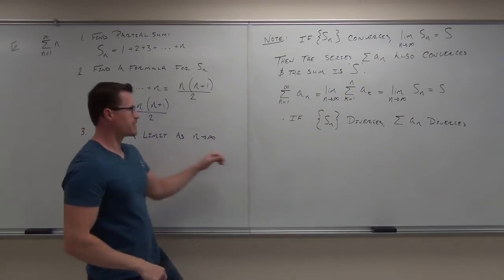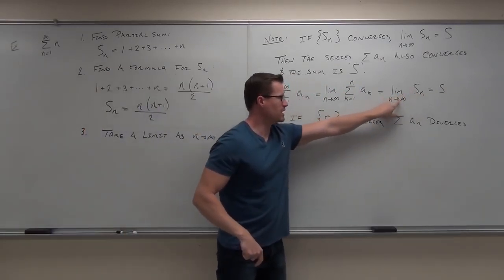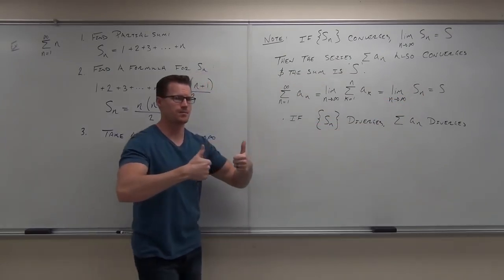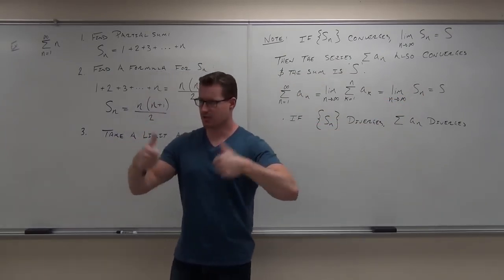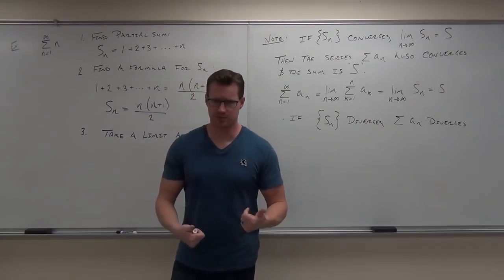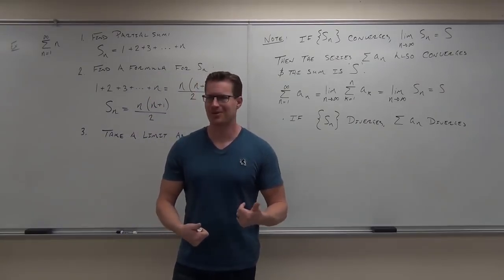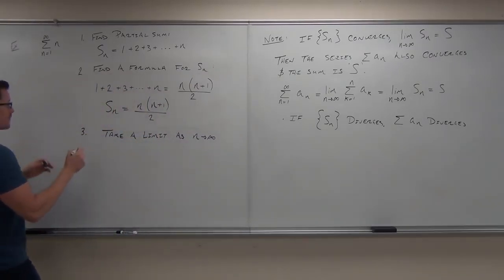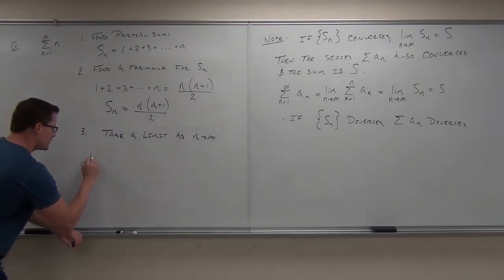So, as soon as we find our f sub n, just take your limit as n approaches infinity, and then if it converges, awesome, we found the sum of our series. If it doesn't converge, well, then we can't find the sum of our series. It's impossible to do that. Quick head nod if you're okay with that. Fun, right?